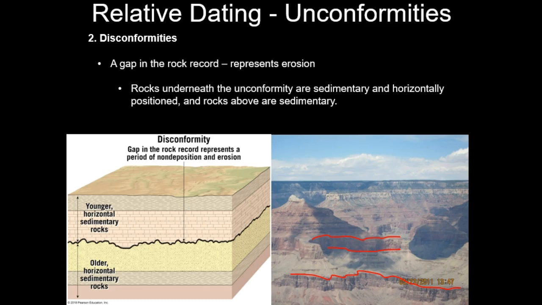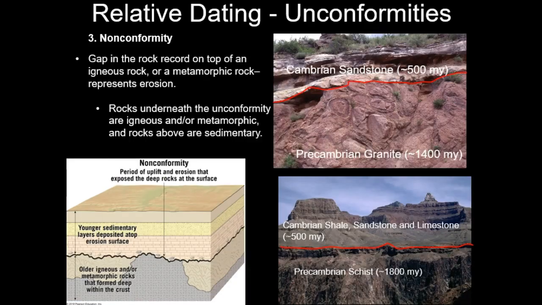And overall, this scenario shows what a disconformity looks like: a period of time during which there was non-deposition or erosion of sedimentary rock layers that were horizontally deposited on the bottom and horizontally deposited on the top. The third type of unconformities are nonconformities.